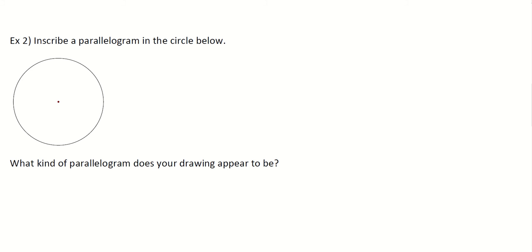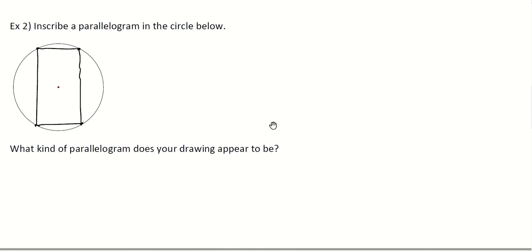I'm going to start by drawing opposite sides that are parallel to each other. All right, we end up with what appears to be a rectangle. You could have also drawn a square, and of course a square is a rectangle. So that takes us down to this next question here. What kind of parallelogram does your drawing appear to be? And it appears to be a rectangle.